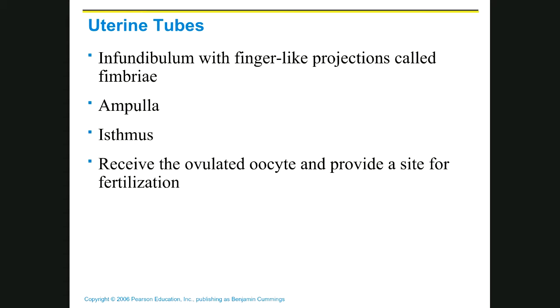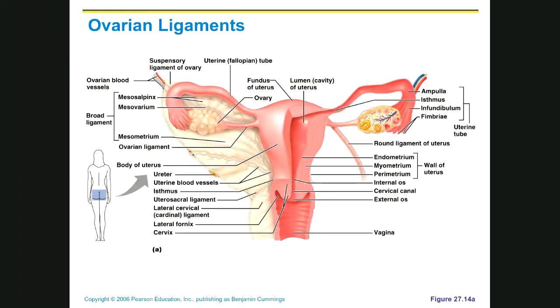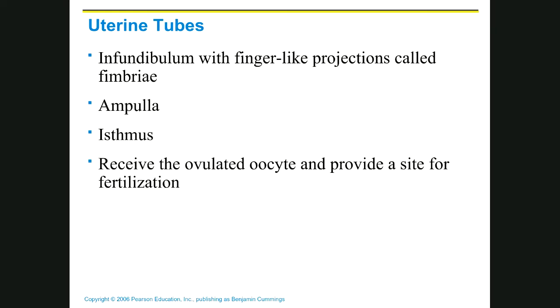And then the next part of it is a narrow part. And the narrow part is connected to the uterus. And that part is called the isthmus. So there's this narrow part right here. So that's the isthmus. There's the isthmus. So 3 sections. And so their job is to receive this ovulated oocyte, and they're also where fertilization happens.